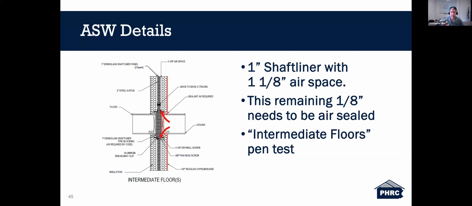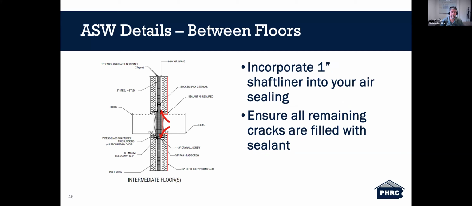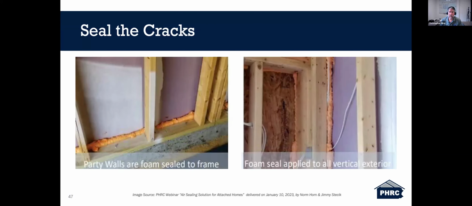Again, looking at the bullet points over here on the right, we have 1 inch shaft liner with 1 1/8 inch airspace. So the remaining eighth of an inch needs to be sealed in our intermittent floor penetration. So we want to make sure that we incorporate our 1 inch shaft liner into the air sealing, and then ensure that all remaining cracks and gaps are filled with adequate and correct sealant for the application.